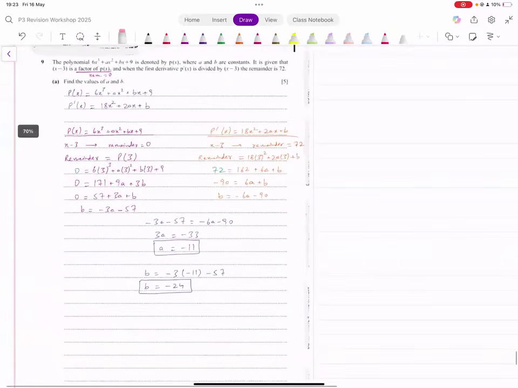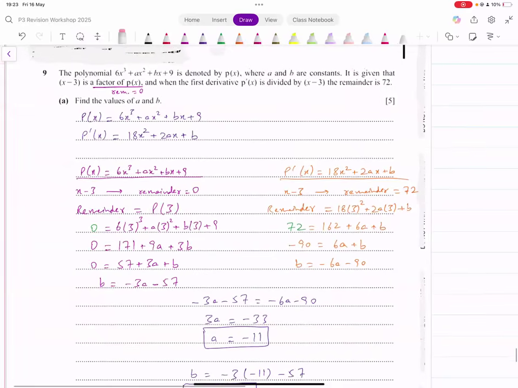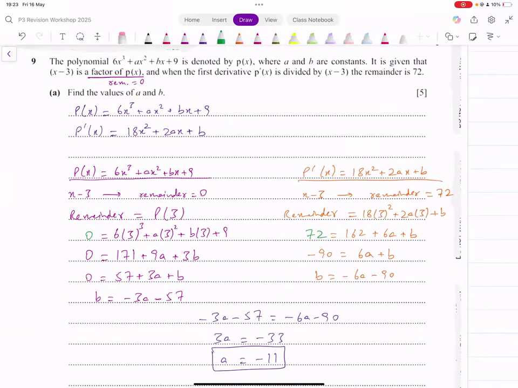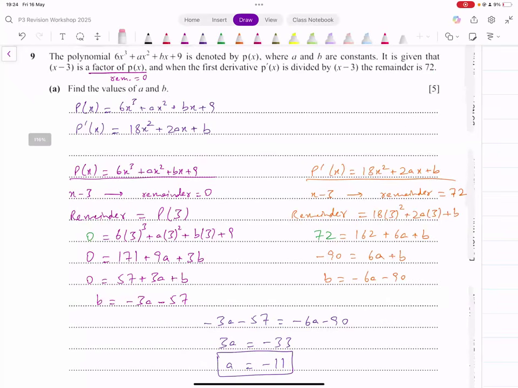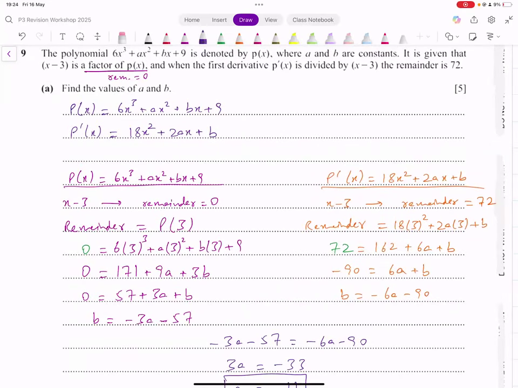Okay, let's have a look at this. We have this polynomial 6x cubed plus ax squared plus bx plus 9 is denoted by p of x, where a and b are constants. It's given that x minus 3 is a factor. That means remainder is 0. And when the first derivative p dash of x is divided by x minus 3, the remainder is 72. So you use the remainder theorem twice, one on the original polynomial, and this is the derivative. They're saying for the original polynomial, x minus 3 is a factor. So we put x equal to 3 in that and equate that remainder to 0 here. That gives us one equation.